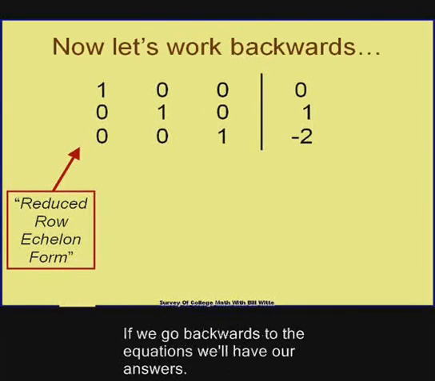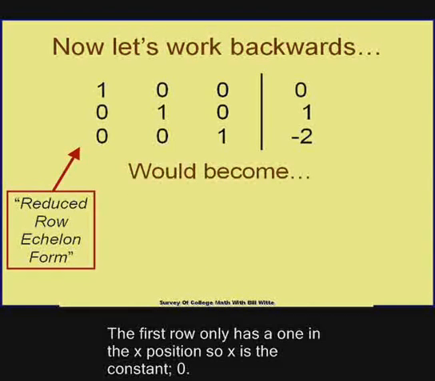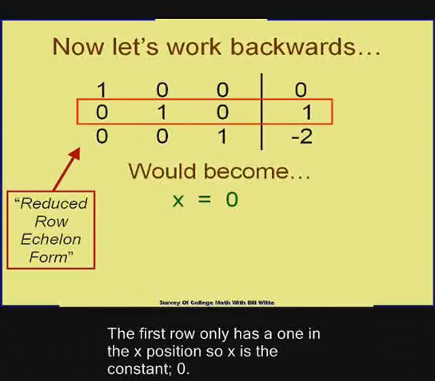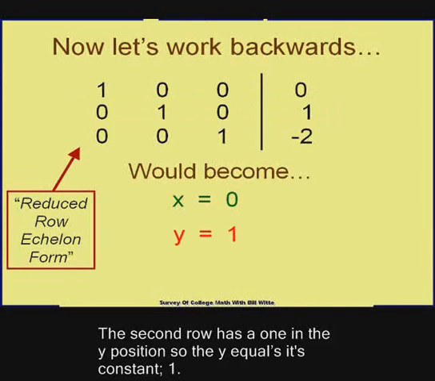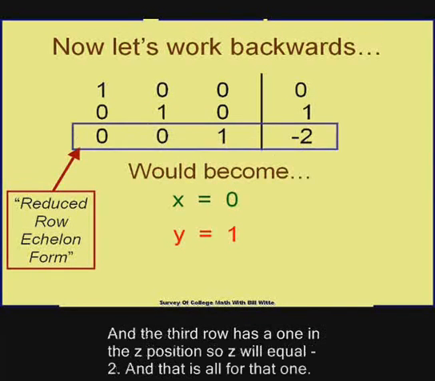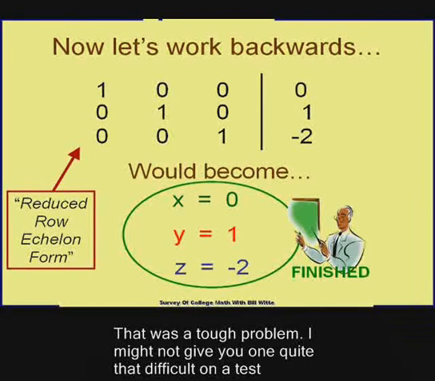If we go backwards to the equations, we'll have our answers. The first row only has a 1 in the x position, so x, or 1x, is the constant 0. The second row has a 1 in the y position, so y, in this case, equals its constant 1. And the third row has a 1 in the z position, and z will equal -2. And that's all for that one.